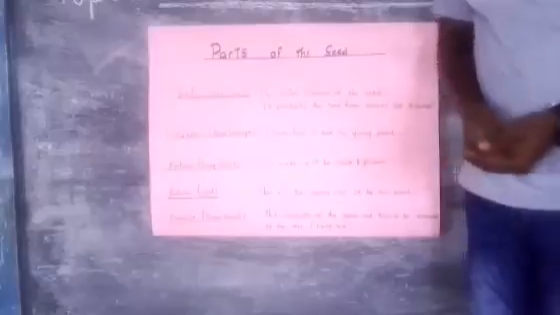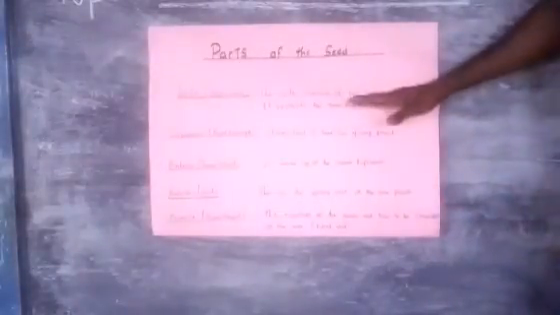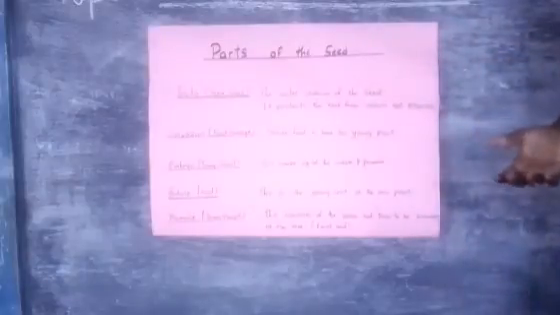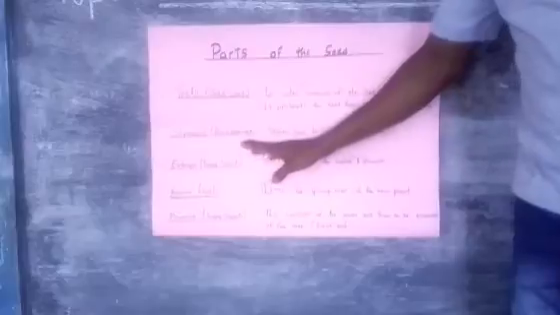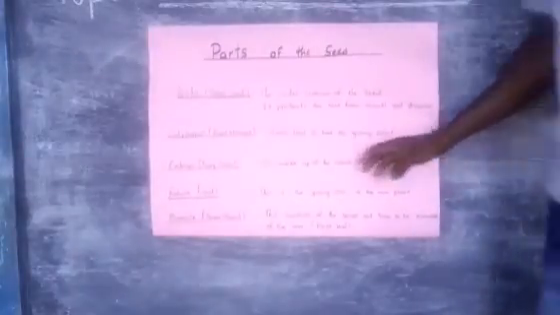Now, if you look here, you can see I have a chart showing parts of the seed. First, you have the testa, which is the seed coat. That is the outermost covering of the seed, and it protects the seed from insects and diseases. Then you have the cotyledon, which is the food storage. It stores food to feed the young plant.